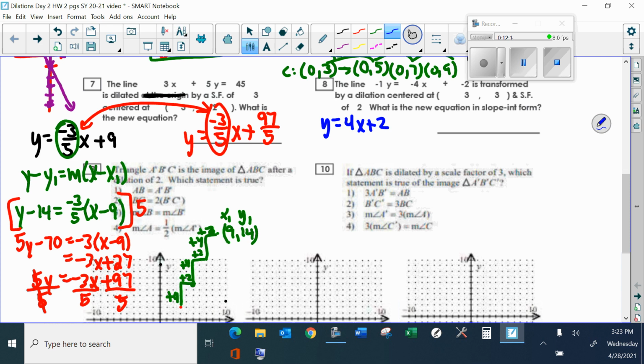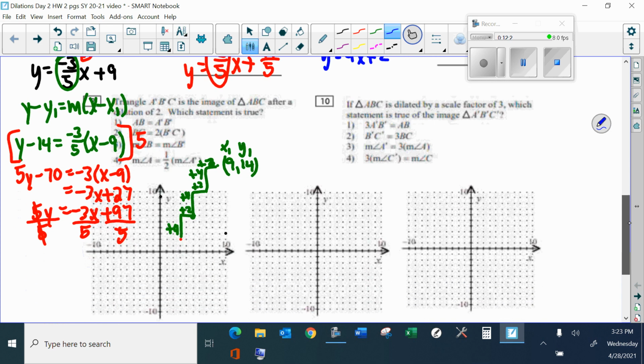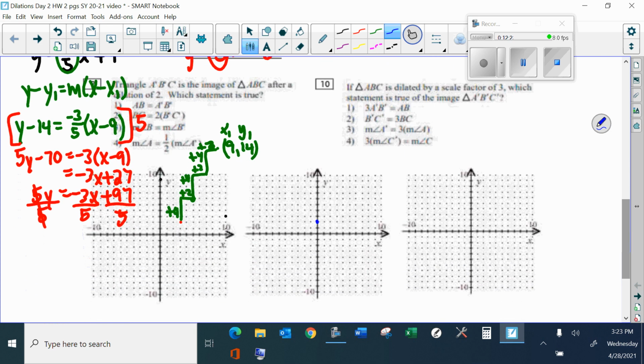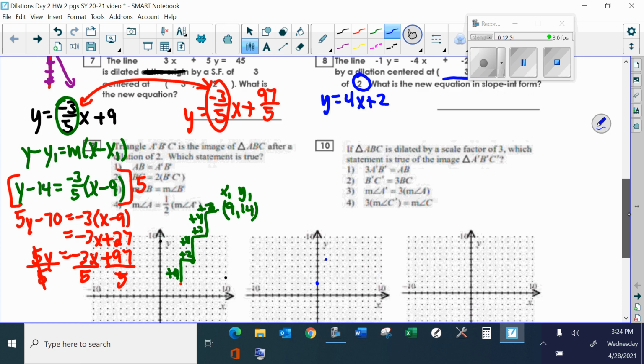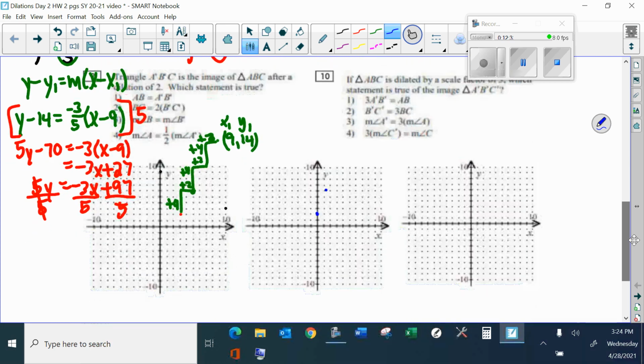Okay, dilation is centered at 3, 3, scale factor of 2. So if I go ahead, 4x plus 2, 1, 2, 1, 2, 3, 4, 4x plus 2. Okay, and it's centered at, what was it? 3, 3. 1, 2, 3, 1, 2, 3, right there. Okay, we'll change that color to red. There's my center of dilation. So I have to go down 1, left 3.